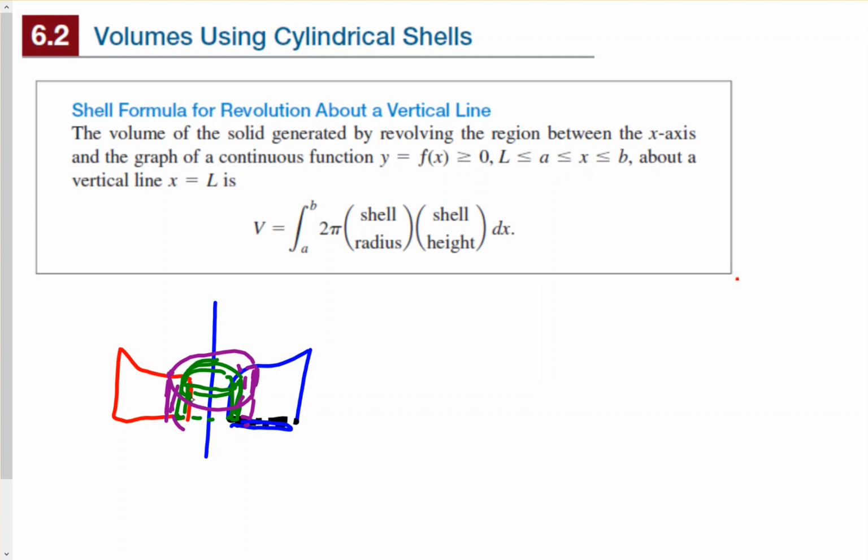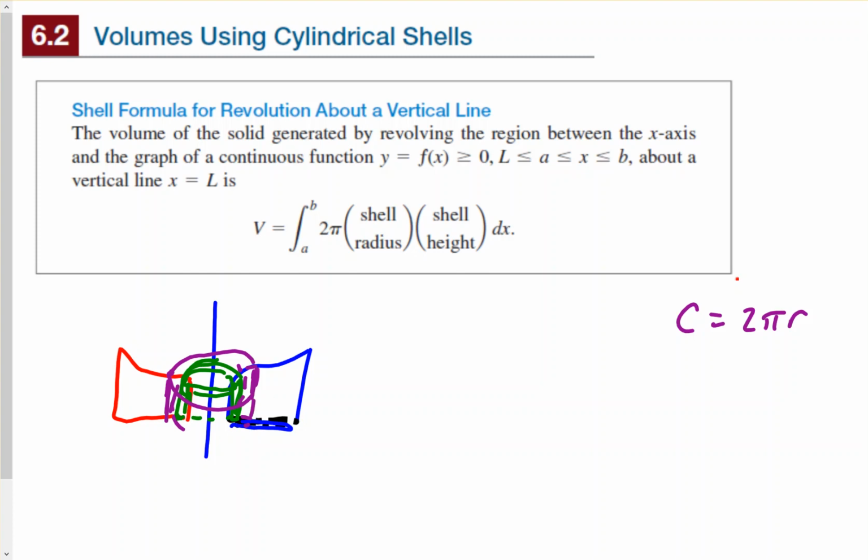Okay, so you see how as we're going around here, this is going to be a circle, right? As we're going around, this is going to be like the circumference. So you'll notice some elements of the circumference formula of a circle in here. The circumference formula, we called it 2 pi r, right? So we have 2 pi, the shell radius.